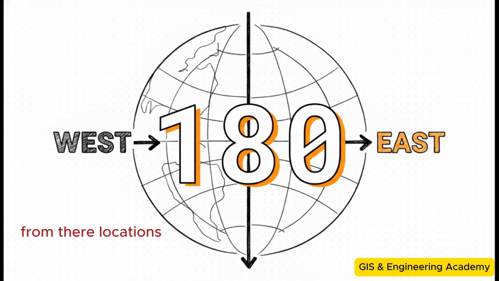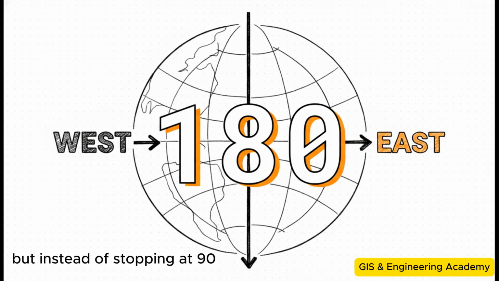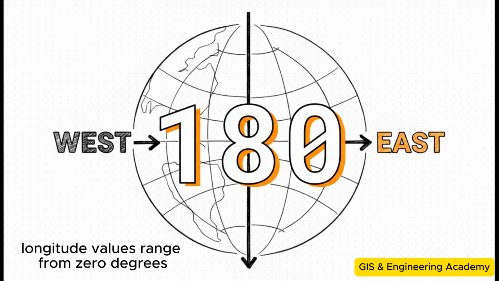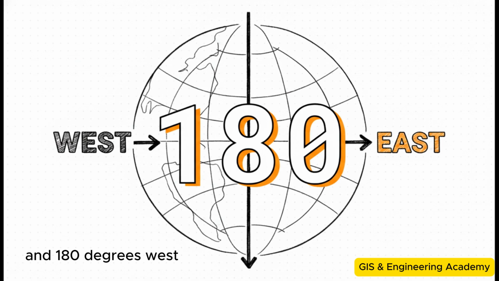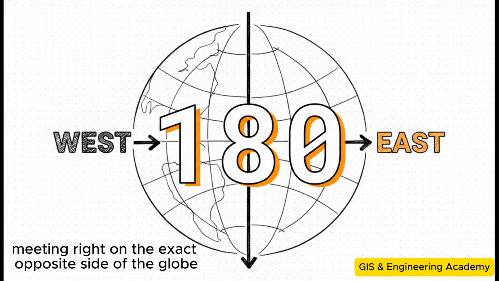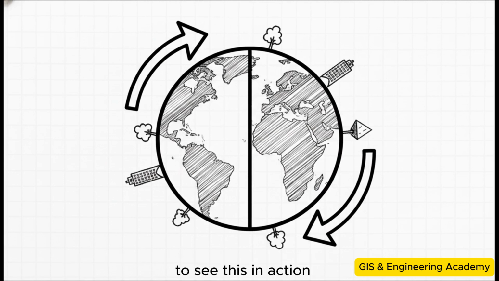From there, locations to the east have east longitude, and locations to the west have west longitude. But instead of stopping at 90, longitude values range from 0 degrees all the way up to 180 degrees east and 180 degrees west, meeting right on the exact opposite side of the globe. Let's look at some longitude examples to see this in action.